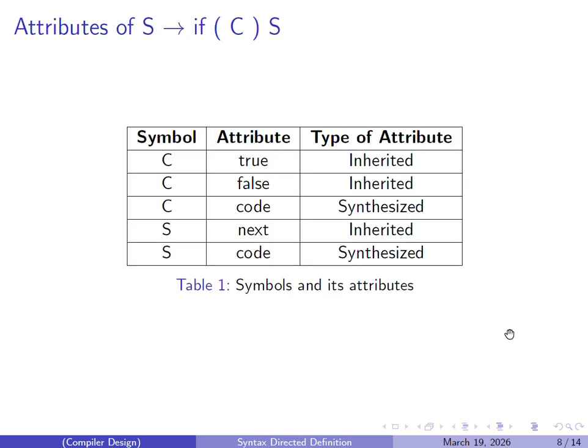So finally, we're going to have five attributes here. For C, there are going to be three attributes: true, false, and code. And for S, there are going to be two: next and code. If you look at the code, it is going to be generated from the child nodes just below C and S. Hence, they are going to be synthesized attributes. But in the case of true, false, and next, they make use of the parent information and the left siblings. Hence, we're going to call them inherited attributes.